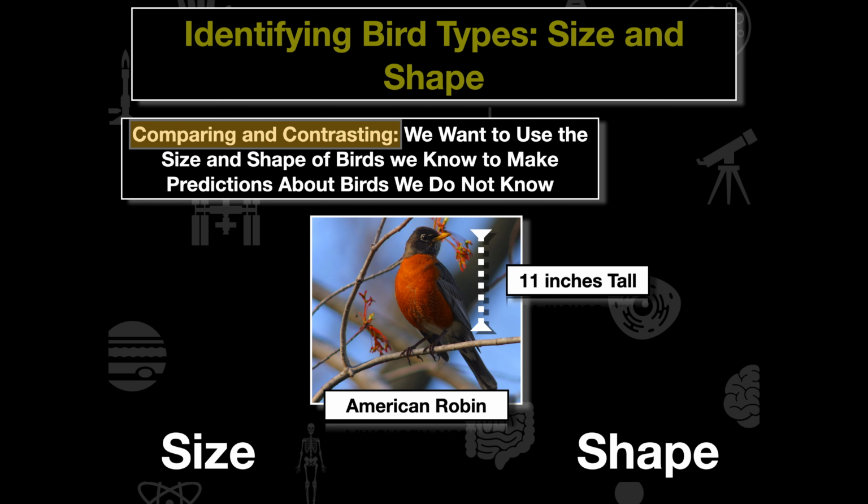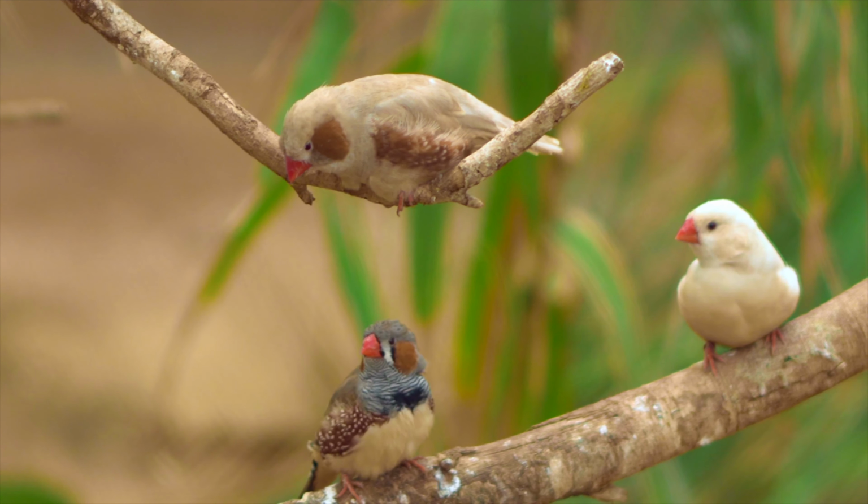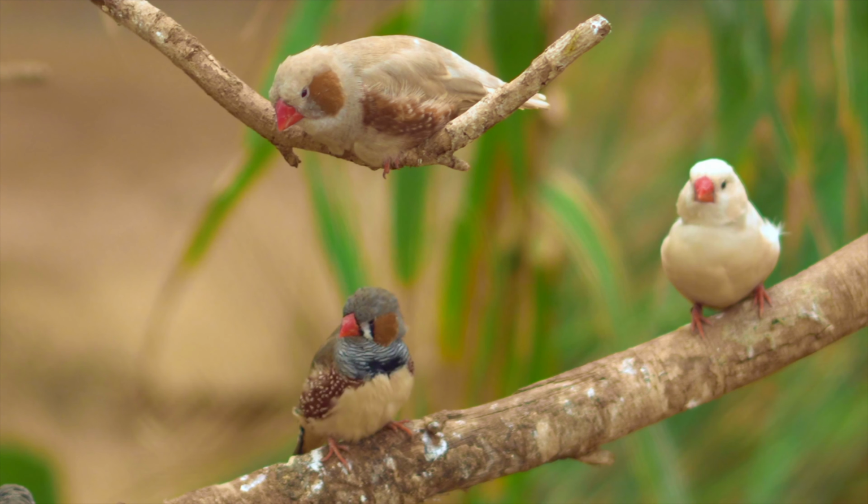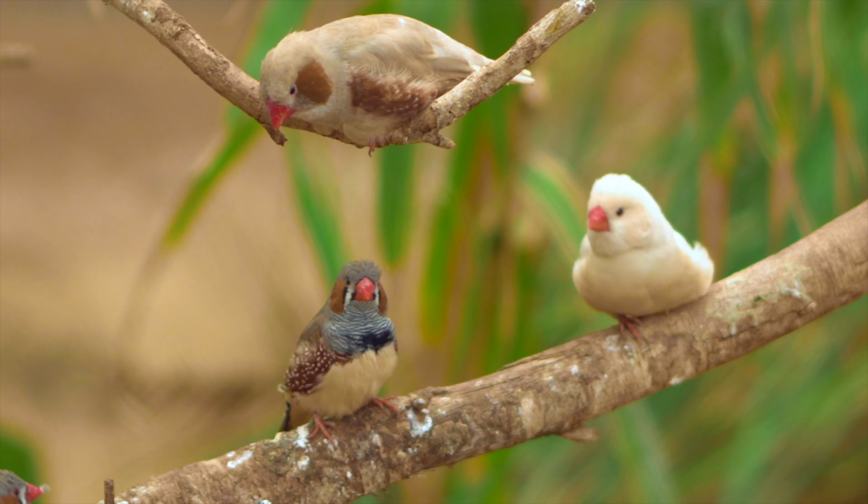I know this American robin is going to be about 11 inches tall. It's going to have a pretty round overall shape to it. So by using this bird as a baseline, I can say, well, this bird is smaller or not as round as this American robin that I already know what it looks like, or I can say the bird is much larger than this American robin. And I can compare and contrast and use scale to identify my birds.